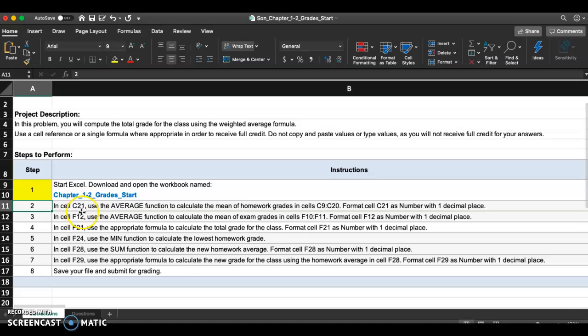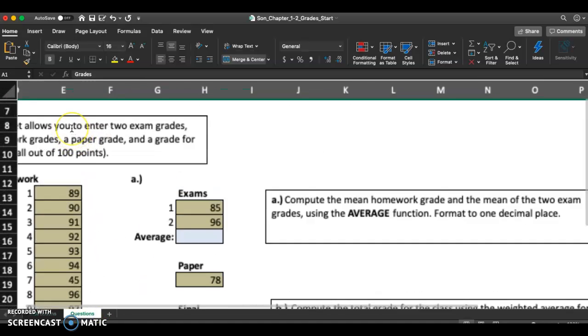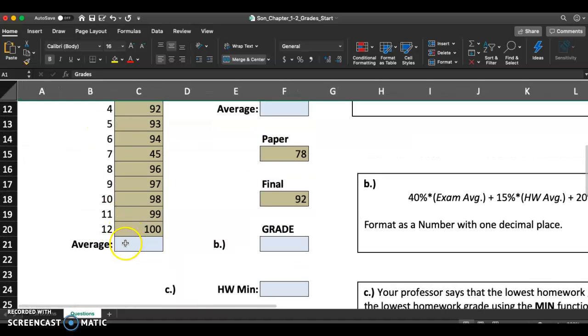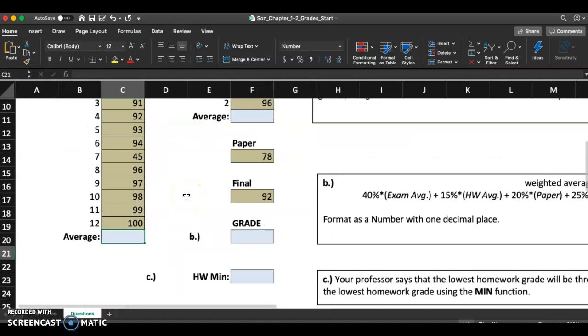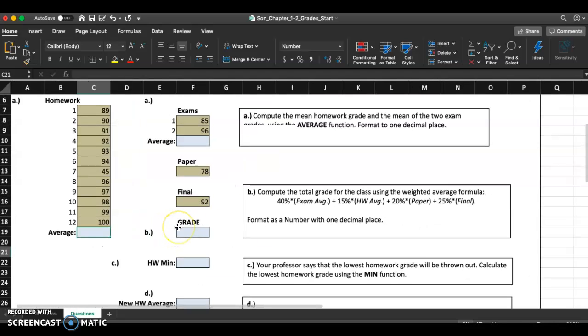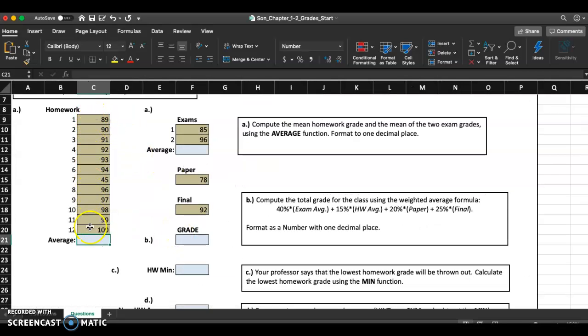In cell C21, use the AVERAGE function to calculate the mean of homework grades in cells C9 to C20 and format this cell as number with one decimal place. So let's go to C21. C21 is right down here. We want to find the average of these 12 homework grades. I see the homework grades are 89, 90, 91, doing good. Oh, and then there is 45 for the seventh homework. Okay, let's find the average of them.